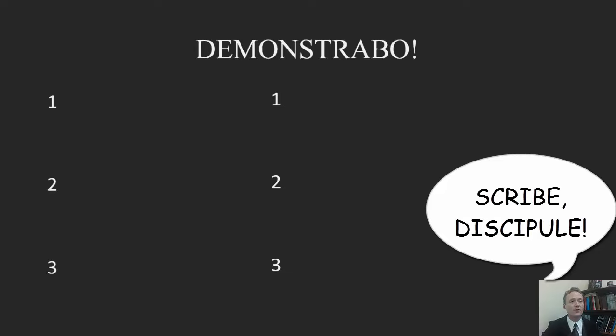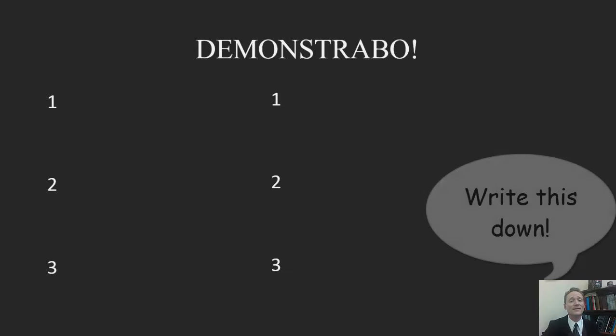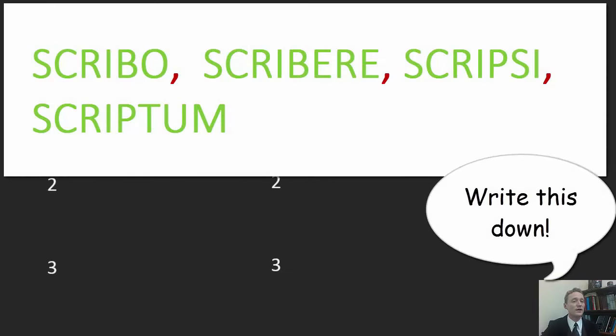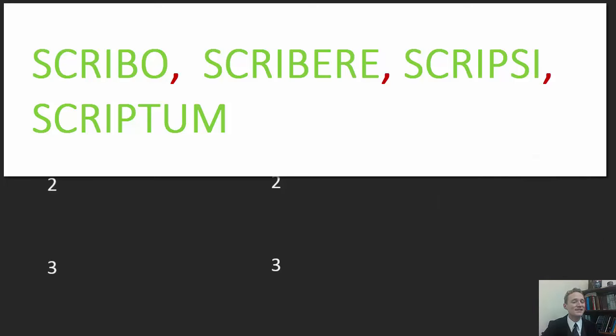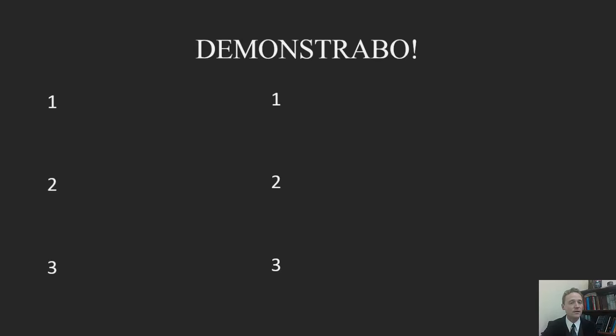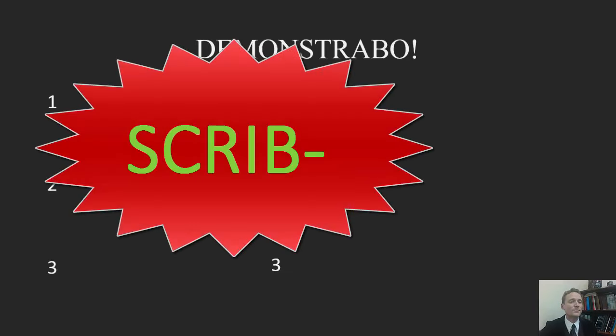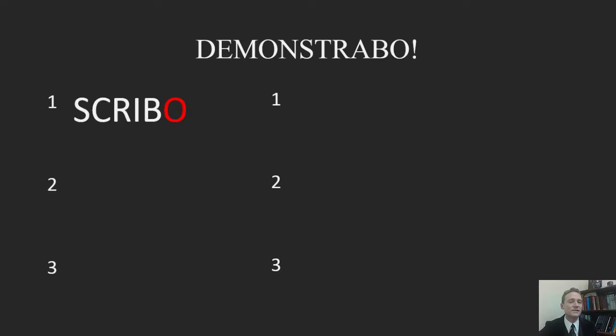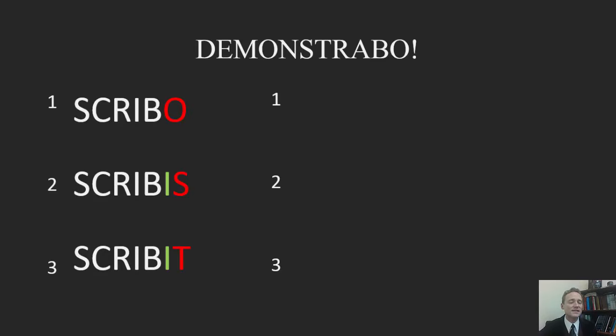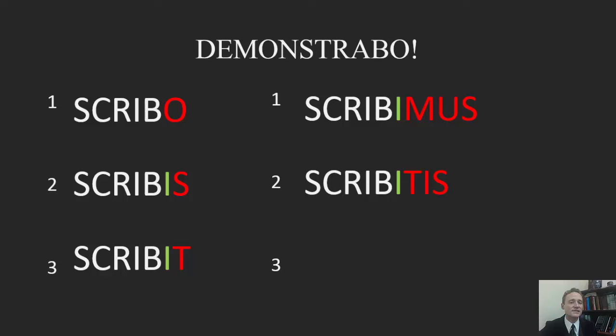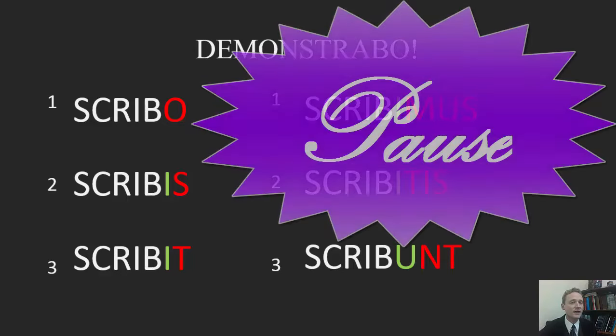We're going to take that present stem, and how do we find that? Well, let's look at our example verb. We have scribo, scribere, scripsi, scriptum. Write in your notes what you think the present stem is, and then look up at me. If you said scrib, you were correct. So let's go through those forms. Scribo, scribis, scribit, scribimus, scribitis, scribunt. Take a moment and write this example down in your notes. Pause the video if you need to.